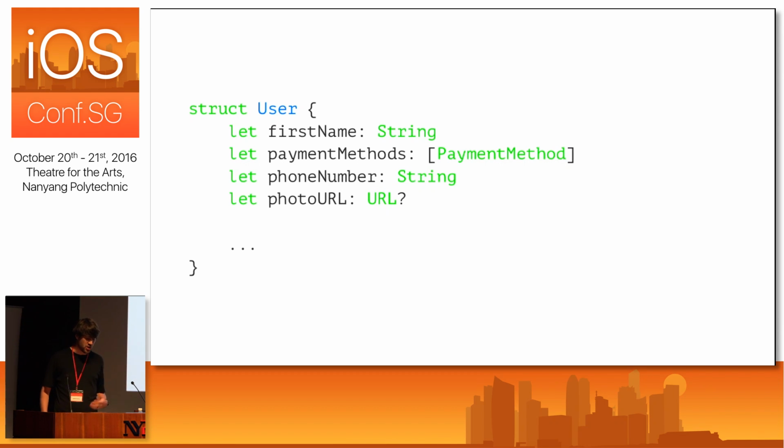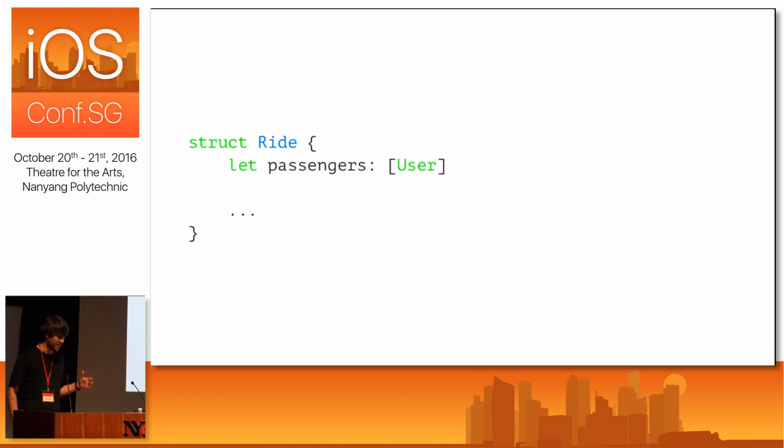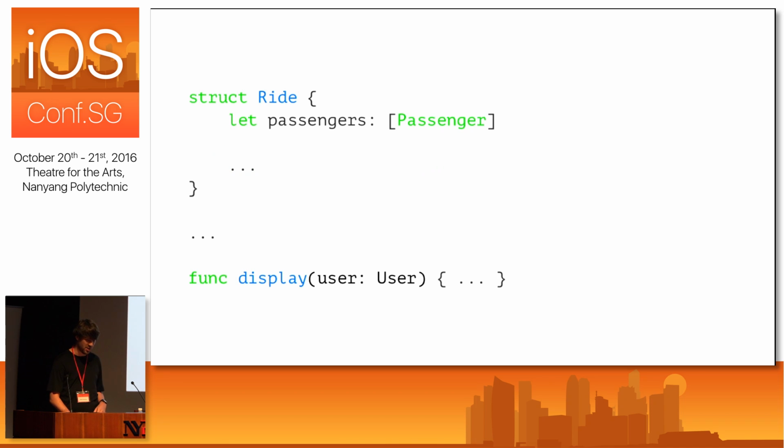So of course from our server we don't get a ride model that looks like this, where you'd have an array of users, because we don't want to leak that information. Instead it looks something like this, where we have a different struct called a Passenger that has fewer properties. It has some overlap with the User, like the name and the photo URL, but not a ton. And now, obviously, our display function from earlier doesn't work because you can't pass a Passenger as a User.